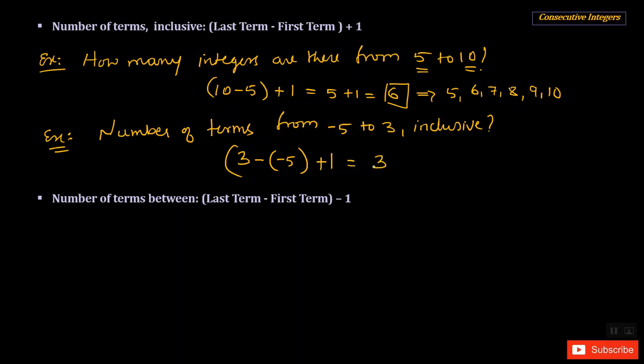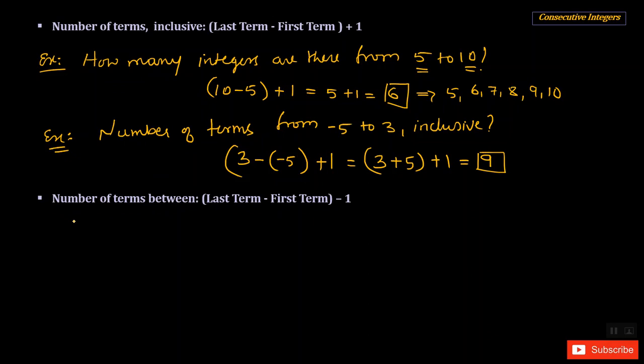So we can say 3 minus of minus, it's going to be plus 5 plus 1. So 3 plus 5 is 8, 8 plus 1, total 9 terms are there from -5 to 3. This is the way of solving this type of question, right? Sometimes you may also expect questions to find the number of terms between.